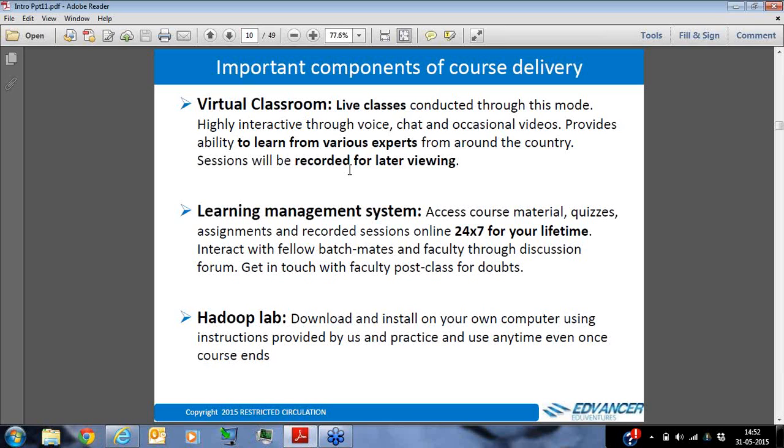Then there is the Hadoop lab, which you can download and install on your own computer using instructions which we will provide you so that you can practice and use anytime, even once the course ends. You do not need access to any kind of virtual lab which has a limited period of utilization. This is something which you can put onto your own computer and use it whenever you want.